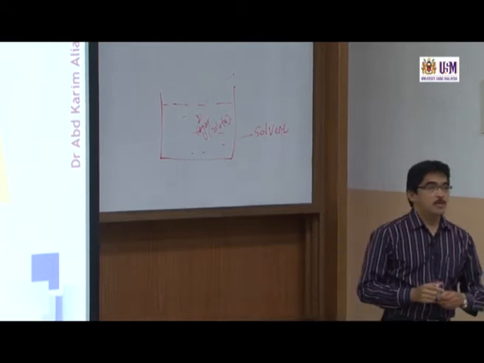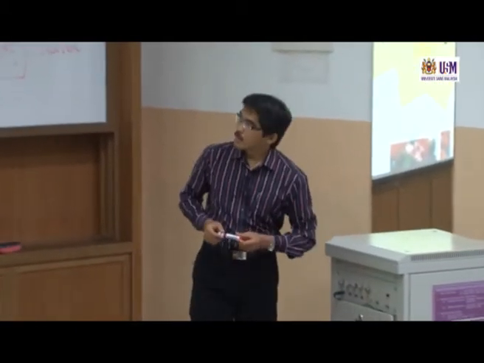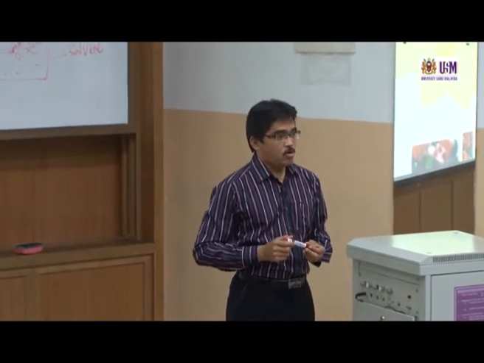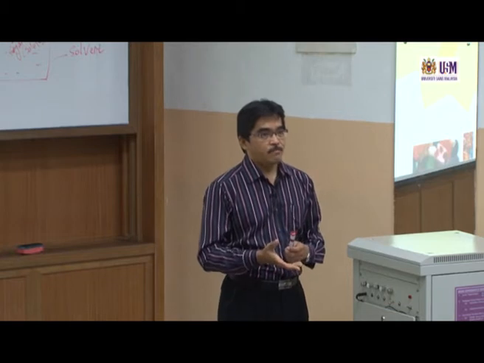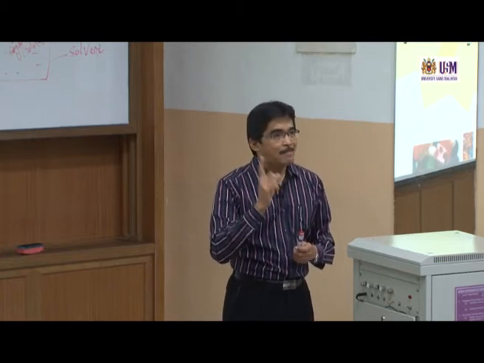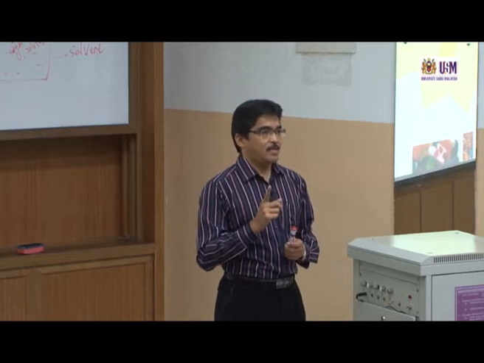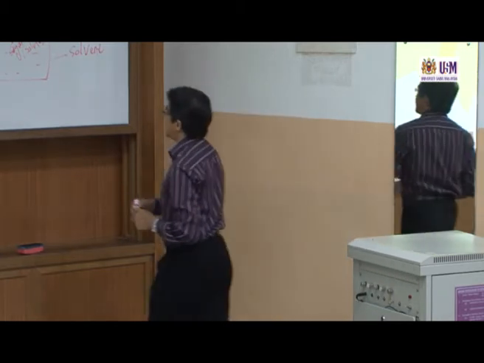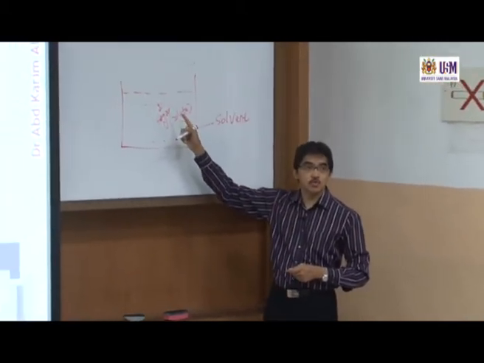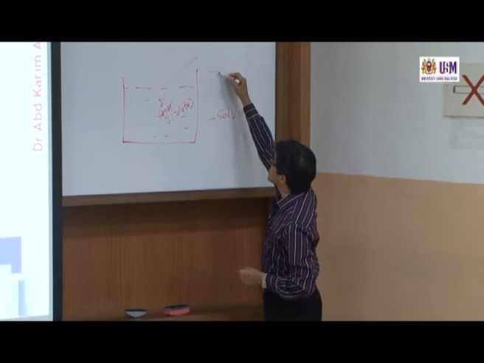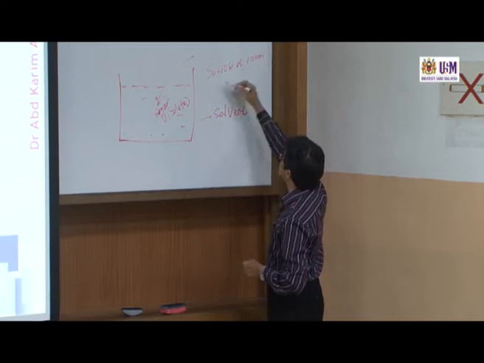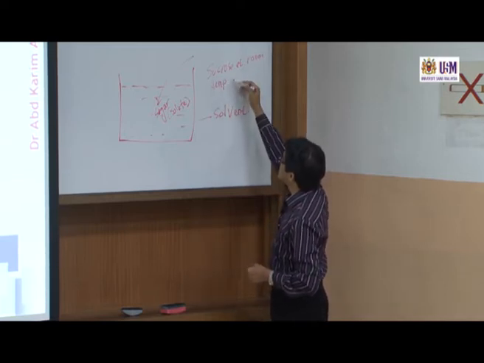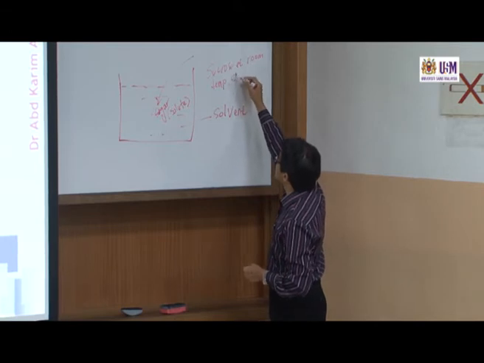Each solute will have its own solubility value, meaning the maximum amount of the solute that can dissolve in the solvent at a particular temperature. At a particular temperature. So let's say the sugar in this case is sucrose. So sucrose at, say, room temperature. What is the CS?